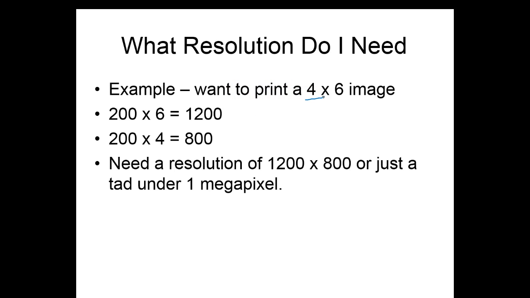So if you want to print a 4 by 6 image, that means you need 200 pixels per inch times 6 inches. So that's 1,200 pixels for your height. And for your width, you need 200 pixels per inch and 4 inches. That gives you 800 pixels. So if we multiply those together, then that means I need just a tad under 1 megapixel in size to print that image, to get a very nice looking 4 by 6 image, which is a fairly standard picture size.